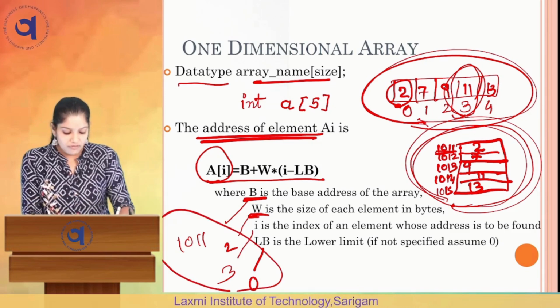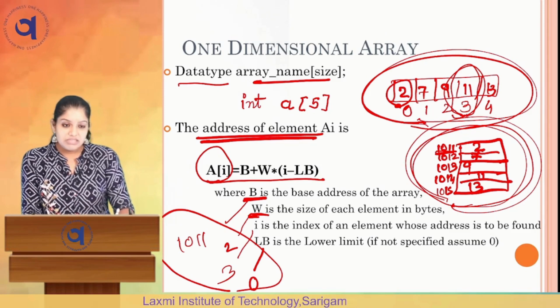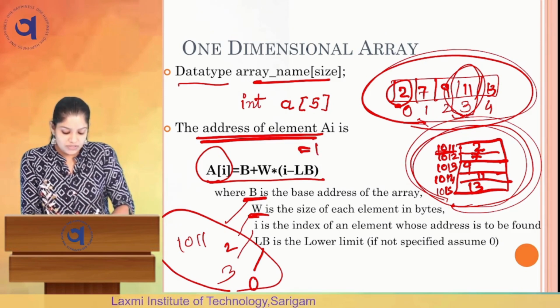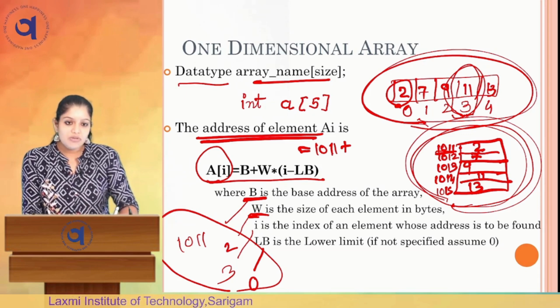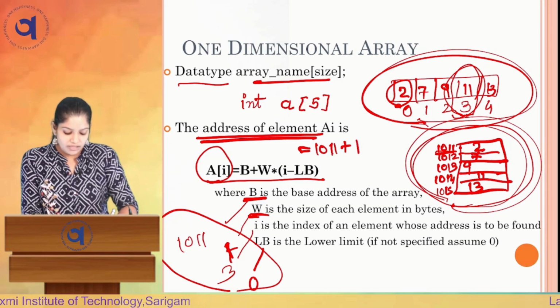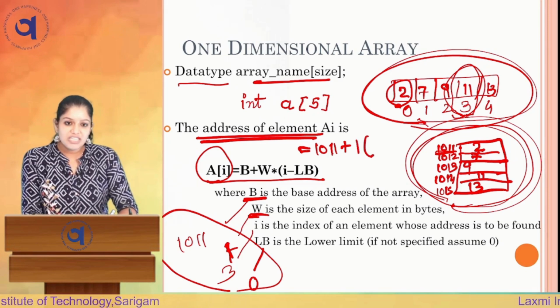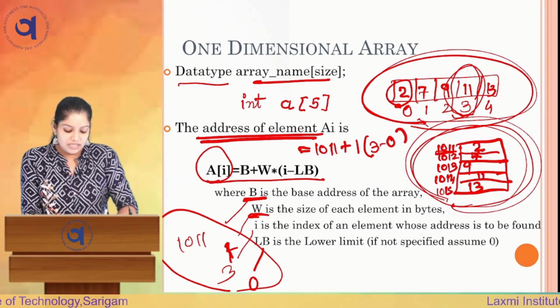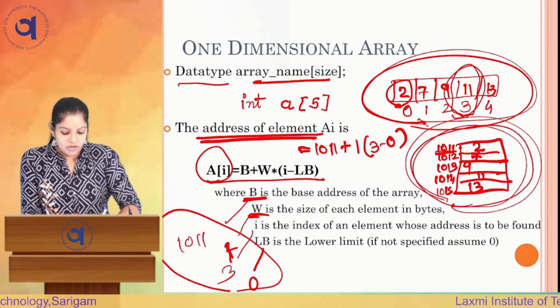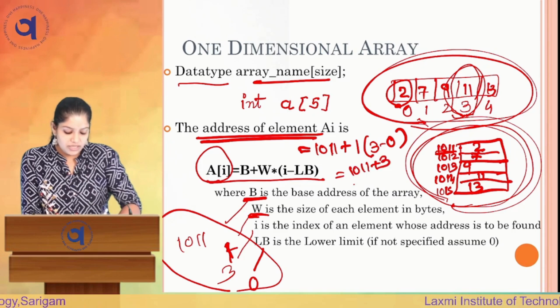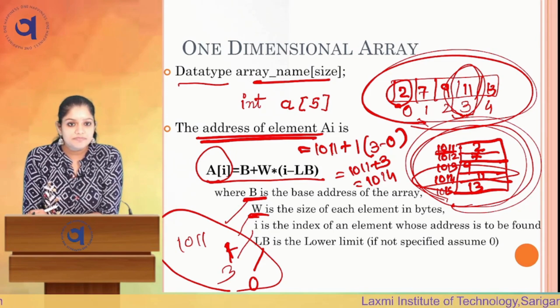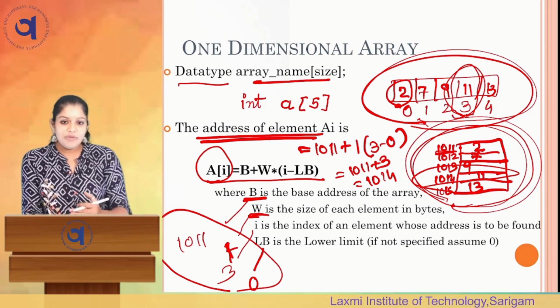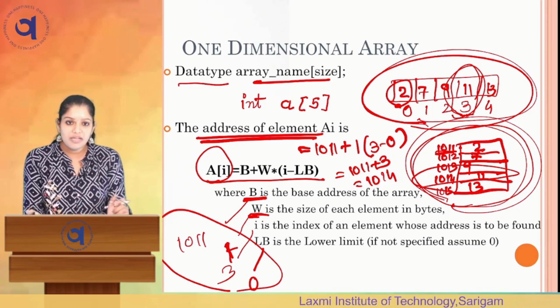If I want to find the third location, I can write B, that is 1011, plus W. In this example I have used only one byte per memory word, so W is 1, then in brackets I minus LB. So I, that is 3, minus LB; nothing is given, so initially it is 0. So it is 1011 plus 3, that is 1014, and yes, you can see it is stored at 1014 location. This is how we can find the actual memory location of a one dimension array.